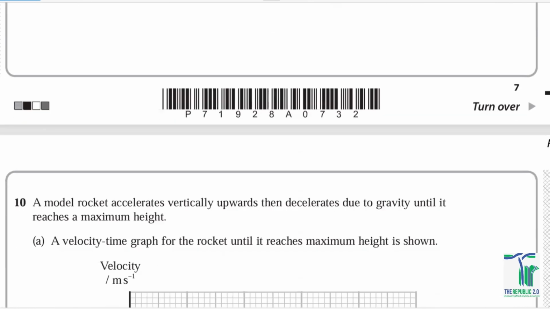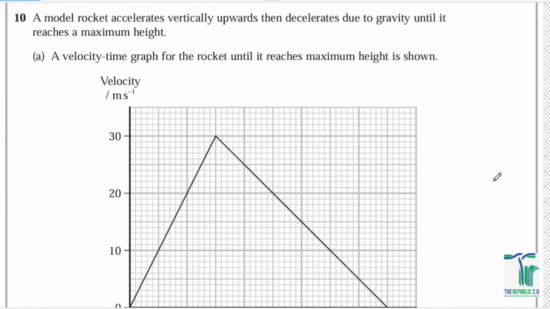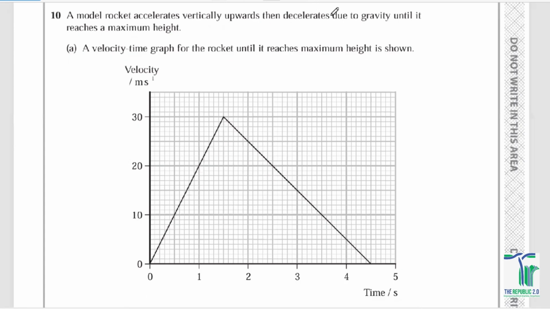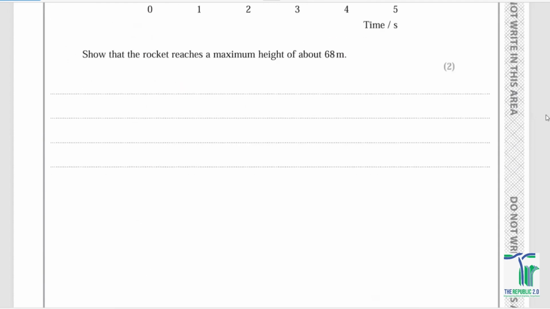Now we'll get to question number 10. Question number 10 says that a model rocket accelerates vertically upwards, then decelerates due to gravity until it reaches the maximum height. The v-t graph of the rocket until it reaches the maximum height is shown something like this. Show that the rocket reaches a maximum height of about 68 meters.